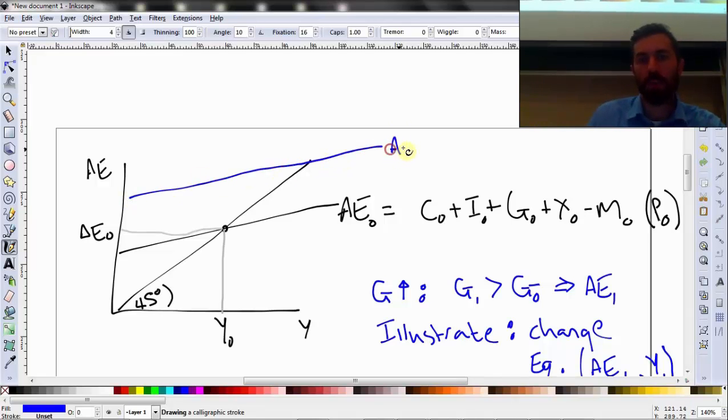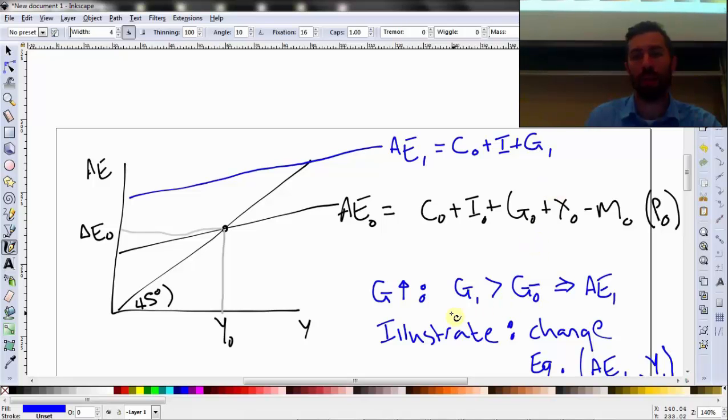There you go. So we have an upward shift in our aggregate expenditure curve. So our aggregate expenditure curve shifts up. We now have C0 plus I0 plus G1, because our government spending has increased, plus X0 minus M0, and our prices are unchanged at P0.